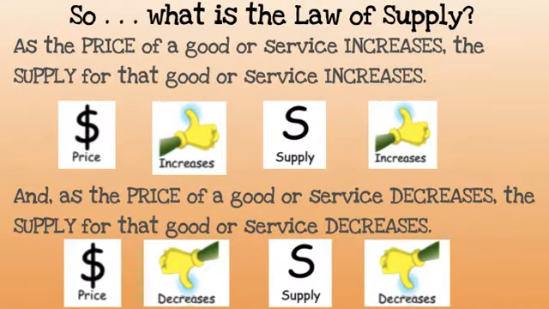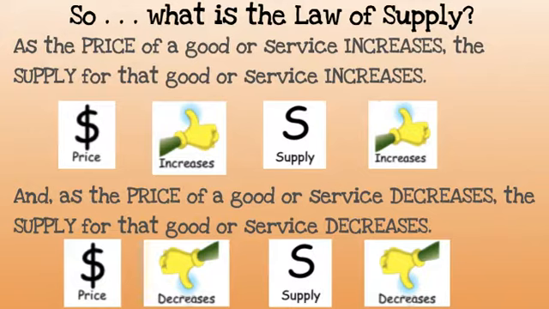So let's look at the law of supply. Just like we looked at the law of demand, we watched our thumbs. Watch the thumbs in the law of supply. As the price of a good or service increases, the supply for that good or service increases. In other words, as the price goes up, I'm the supplier and I'm going to increase however many I want to sell because the higher the price, the more money I make. But as the price of a good or service decreases, the supply for that good or service decreases. Again, if the price goes down as the supplier, I'm not going to make as much of a profit, so I'm going to sell fewer at that lower price.